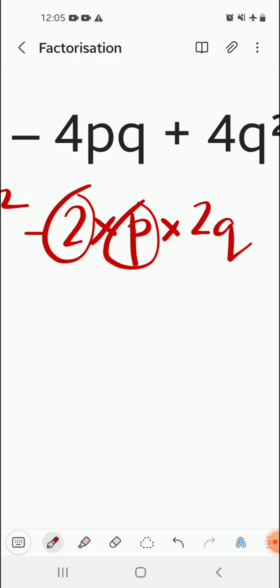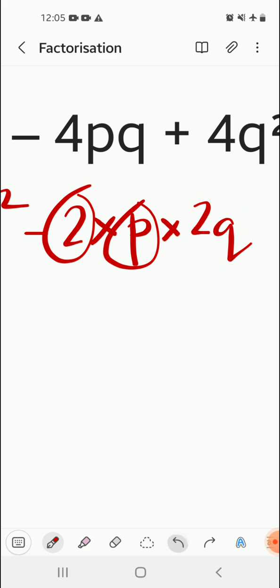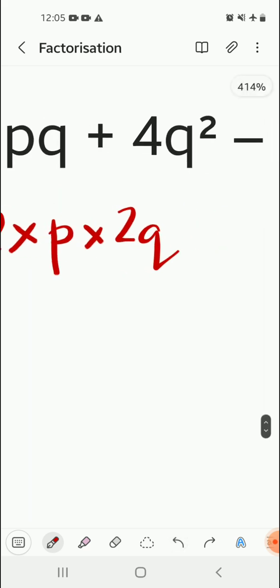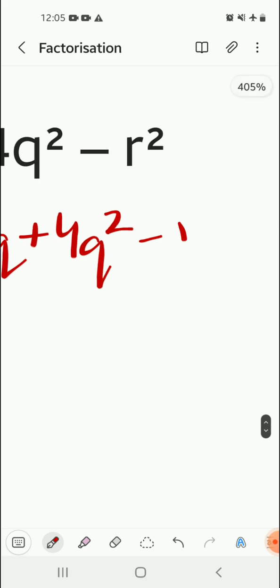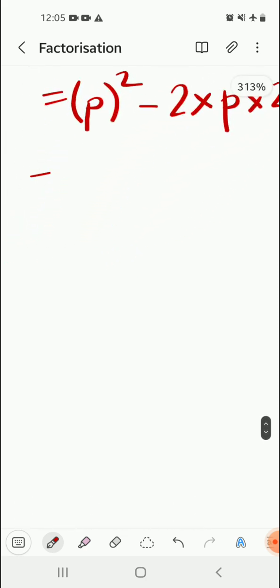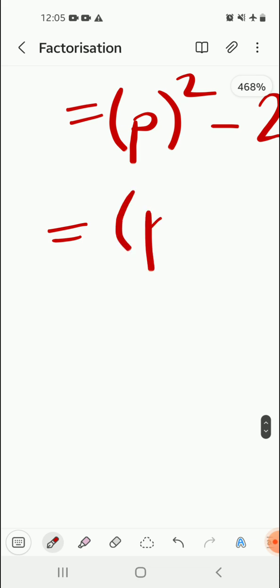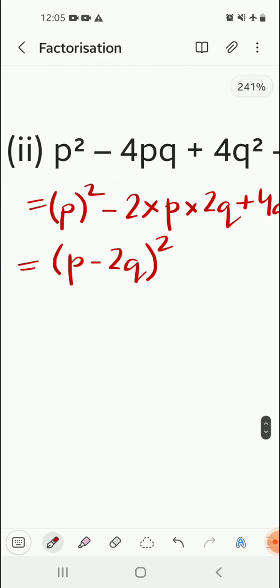2 into p into 2, 4p into q, 4pq. So this is how we have written it, breaking it up, plus 4q square minus r square. After this, we will write this together, p minus 2q whole square. This is from here, p and 2q.